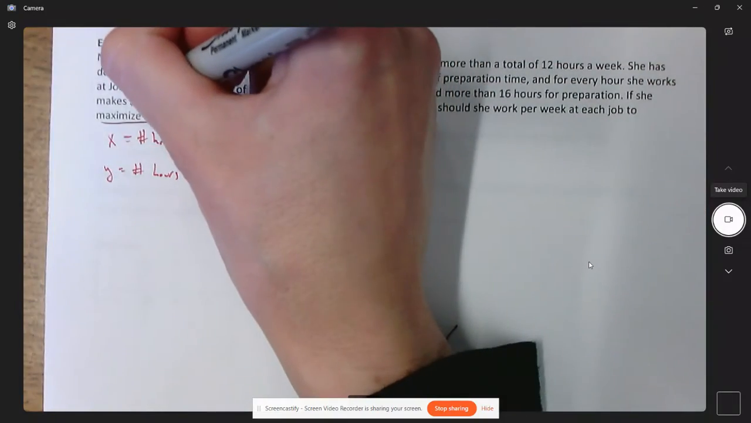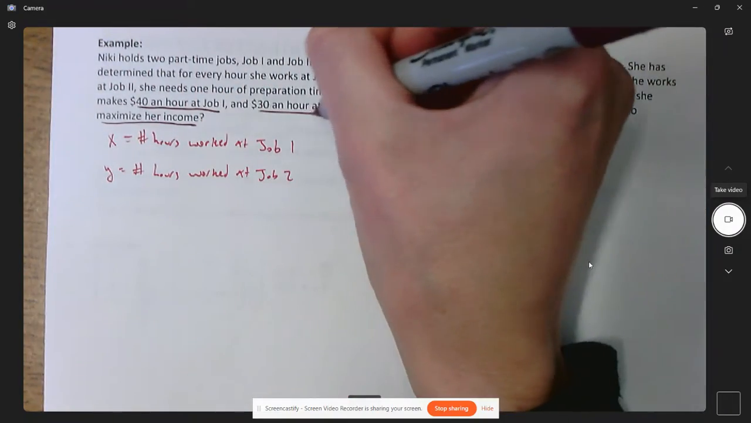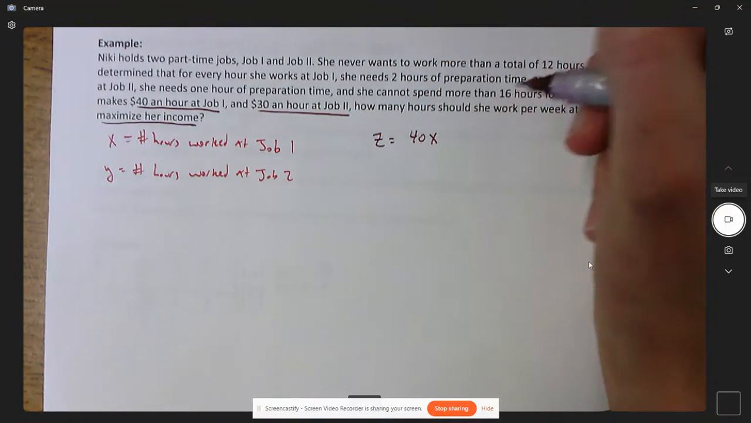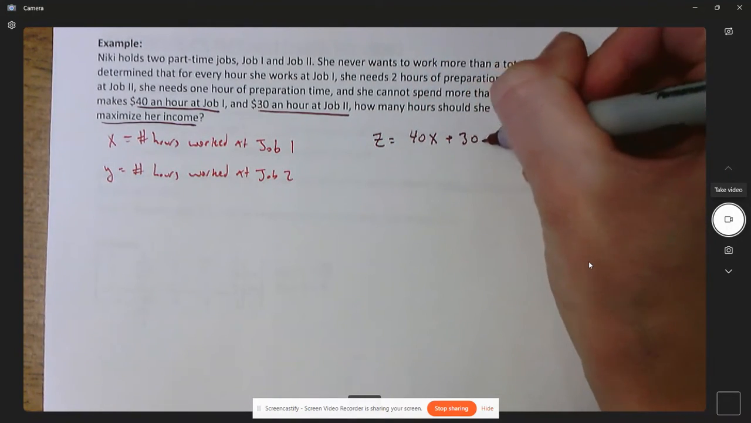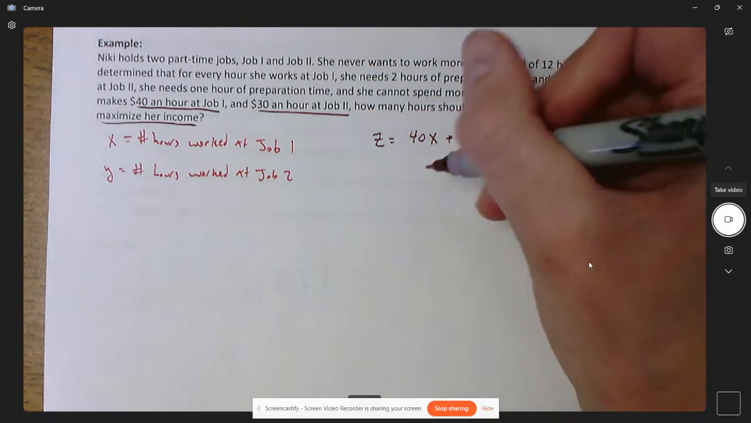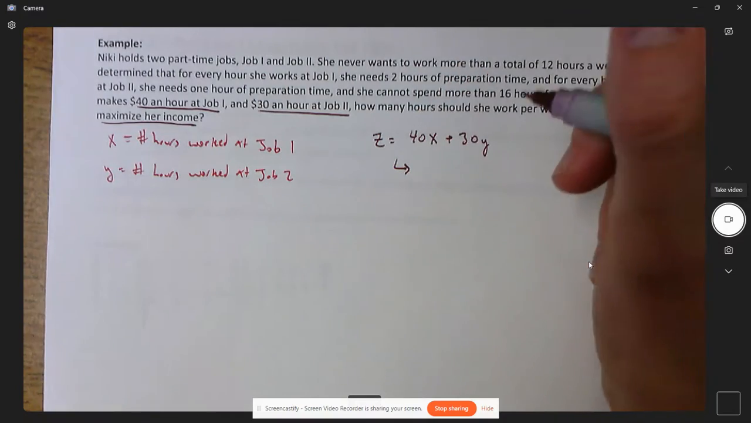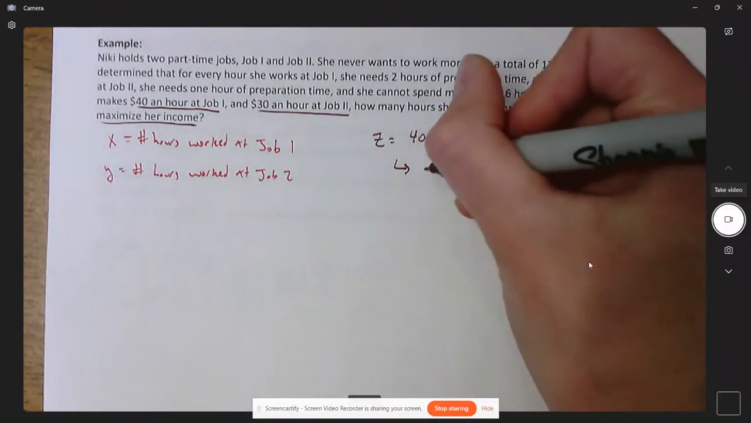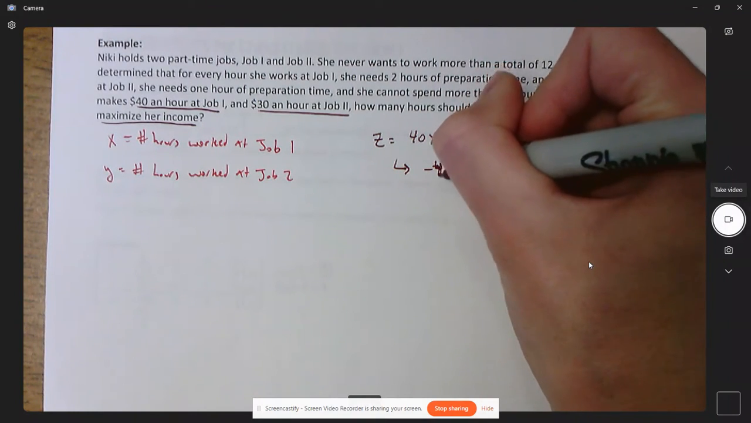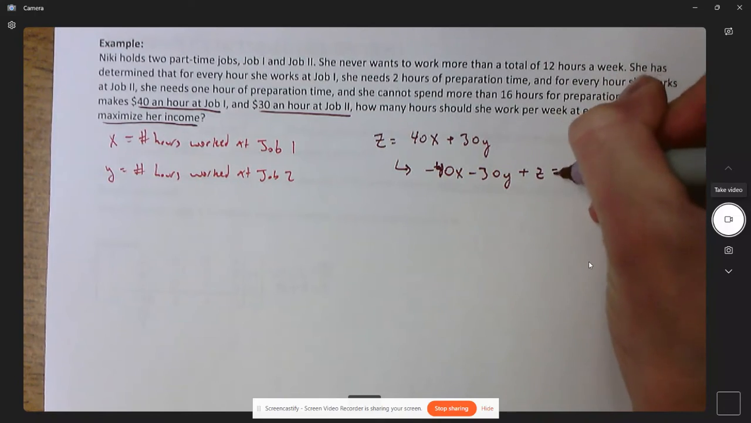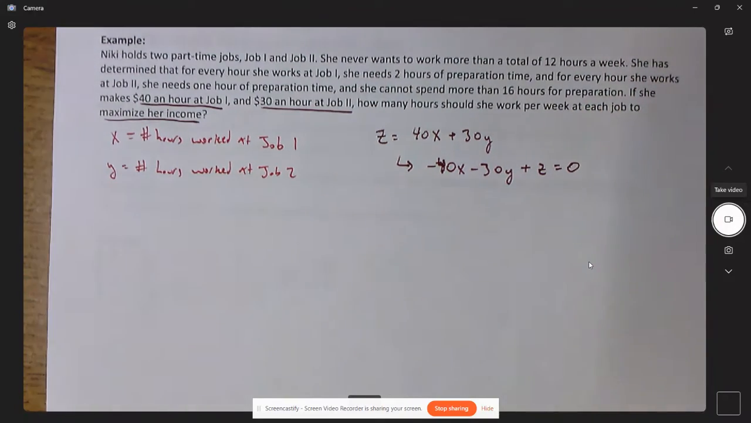Well, we know that she makes $40 an hour at one job and $30 an hour at the other job. So she gets $40 per hour at job X plus $30 per hour at job Y. Okay, and then just like we did before, I'm going to take this equation and rewrite it. So I'm going to take these and move them both over to that side. So negative 40x minus 30y plus z equals 0. All right, so we have our objective function.